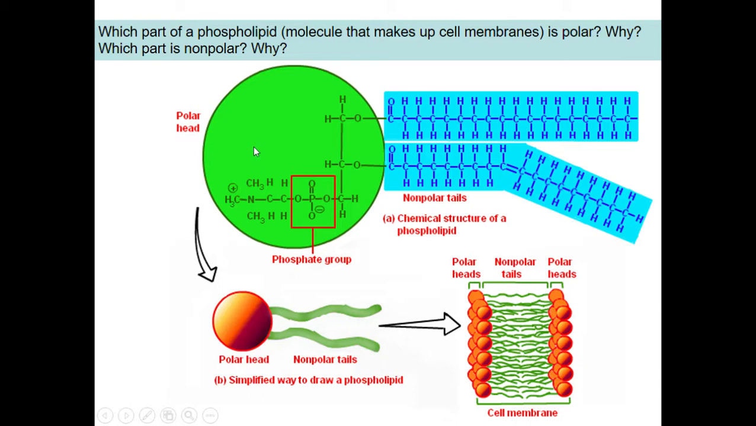So let's look at this phospholipid, this molecule that makes up the cell membranes. Which part of it is polar and why? And which part of it is nonpolar? I'm going to give you a tip before we go over it in class. Remember, the polar part has a partial positive and a partial negative. So look for that, and that's going to be your polar part. We'll be discussing this in class.